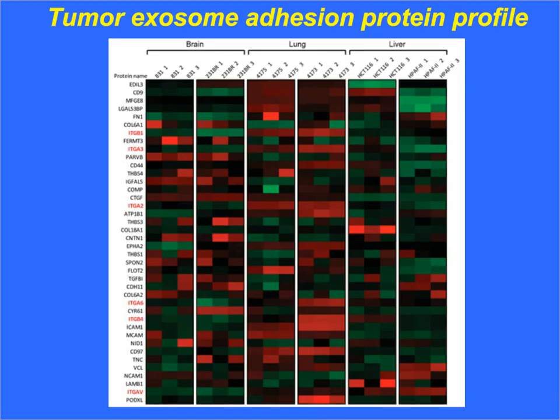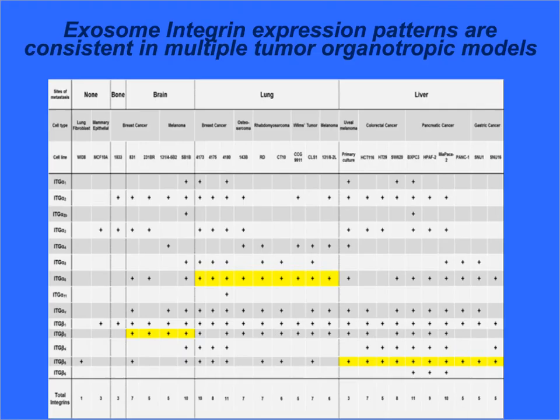And Ayuko did an adhesion panel identifying which molecules. The integrins turned out to be a very prominent 1 out of 40 molecules that were present on the exosomes. And here's a long list of 28 organotropic cell lines showing that different integrin profiles were predominating for each tumor type. So for instance, for liver, it was alpha V beta 5. You see that yellow line. We also show beta 1 integrin is present in all cancer exosomes.